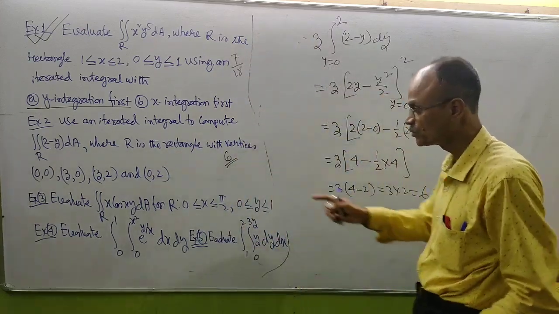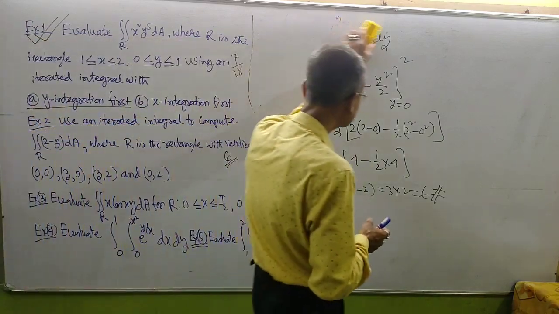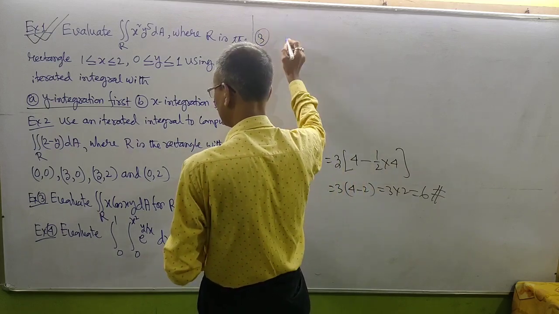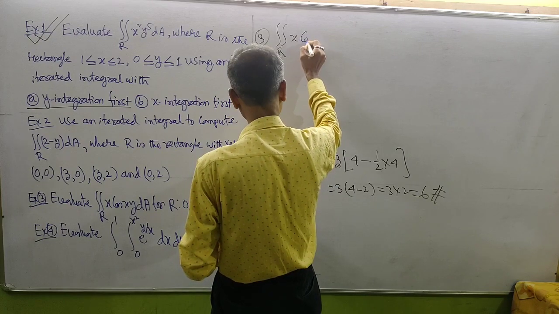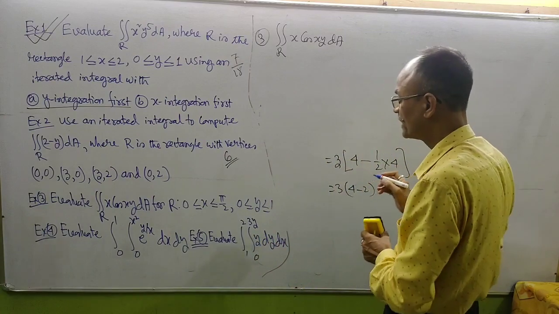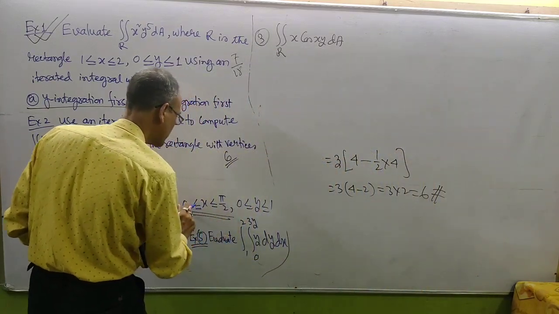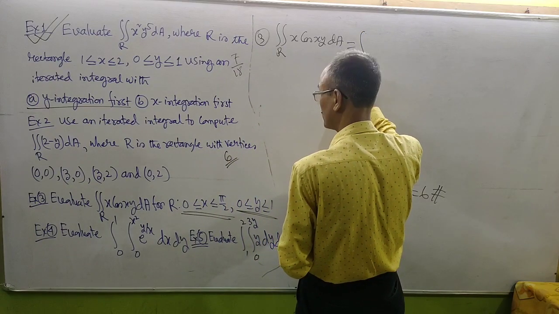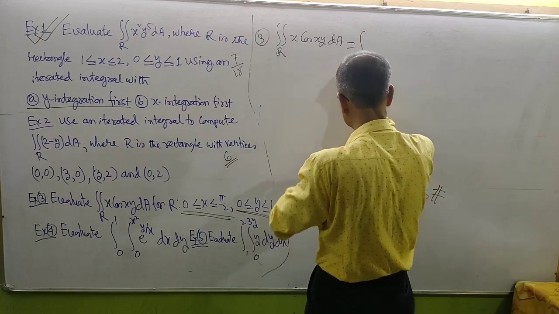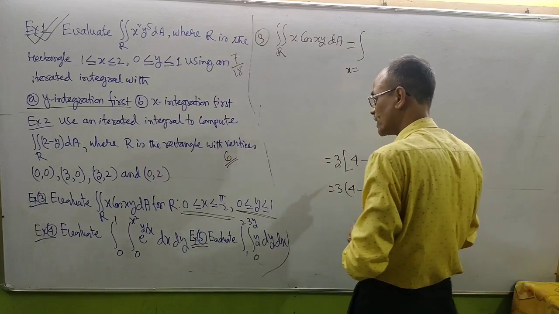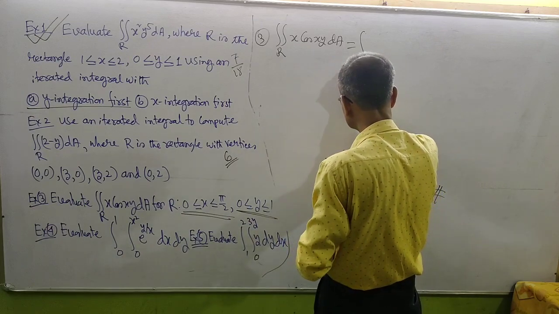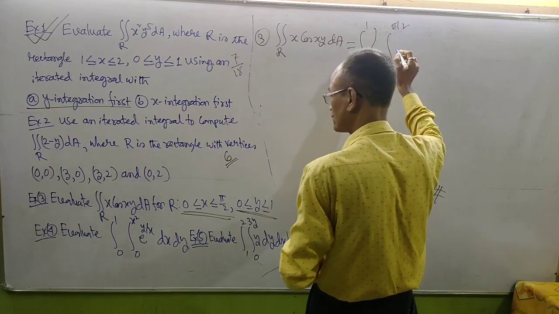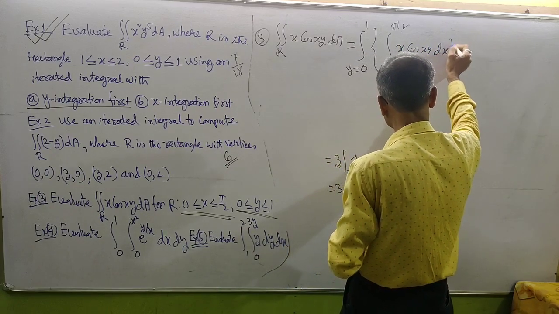Now let us try to solve this question number 3. What is this? Double integration over R of x cos of xy dA, with x limit 0 to pi by 2, y 0 to 1. This can be written as the integral for y equal to 0 to 1, x equal to 0 to pi by 2, of x cos xy dx dy.